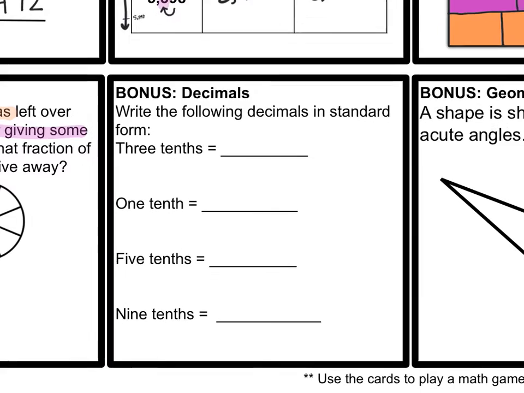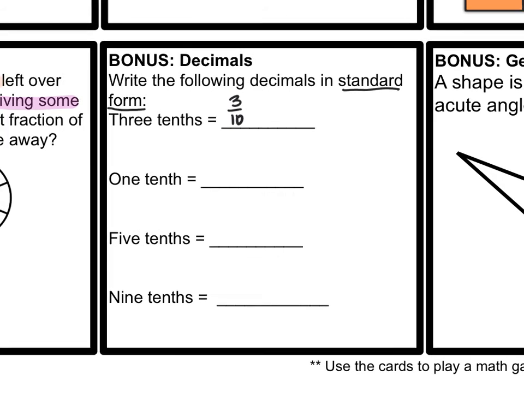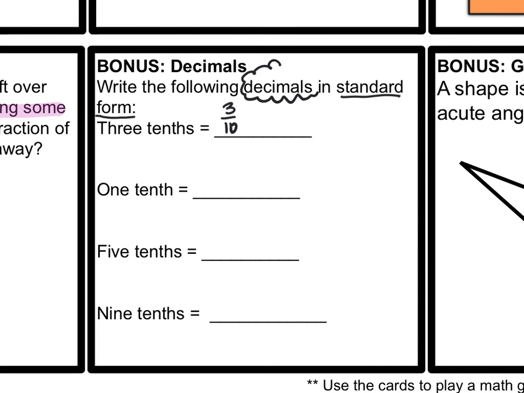All right, I know these say bonus, but they're still mandatory. You still need to attempt to do them, and hopefully this is pretty easy. Write the following decimals in standard form. Standard form means write them just as you would see them like in real life. So writing this 3/10 in standard form, you could write it like this, 3 out of 10, which is fraction, but it says to write it in decimal.